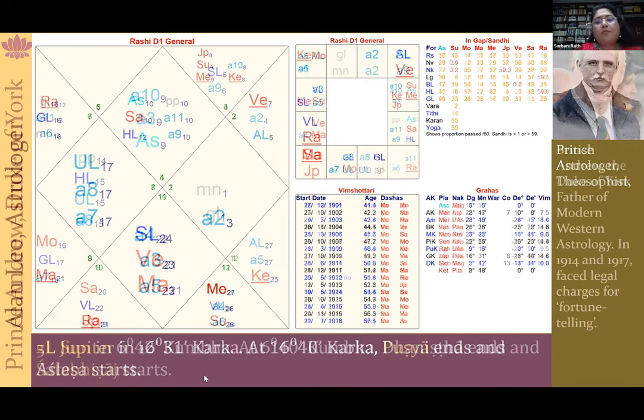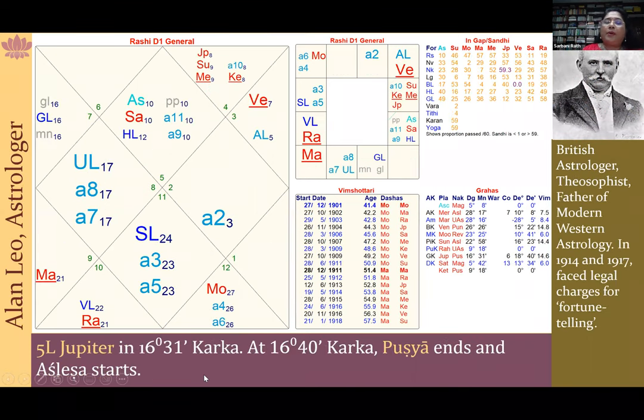Okay, we are going to move away from the royal family, and we're going to look at the chart of Alan Leo. So Alan Leo was a British theosophist, and he was a British astrologer, and he was known as the father of modern Western astrology. Alan Leo and his wife had also visited India, and he has also studied Vedic astrology.